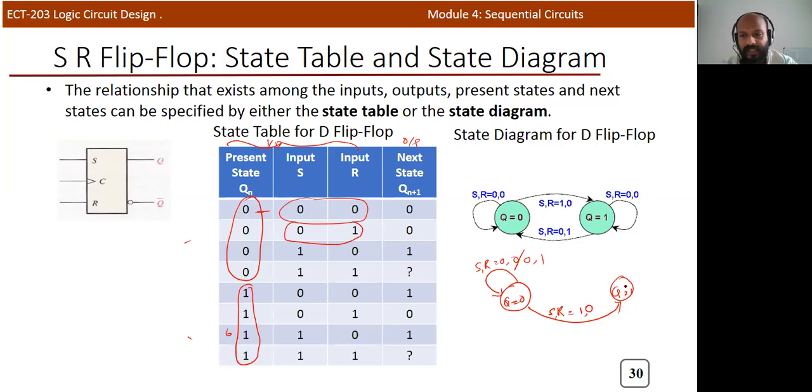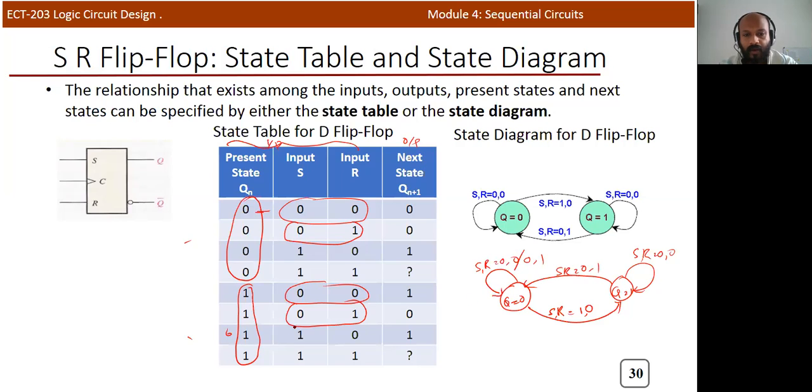Now we need to check the Q is equal to 1 state. In the Q is equal to 1 state, when SR inputs are 0 0, it will continue in the same state. And when it is 0 1, it goes to the Q is equal to 0 state. Presently it is in the Q is equal to 1 state and the inputs are 0 1, so it will go to the next state.